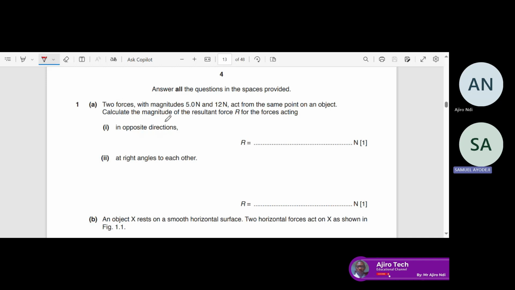Now, two positives, how to calculate the result. Opposite, we subtract. When they are opposite here, you subtract. So the answer of this is going to give 7. Yes, 7. 12 minus 5.